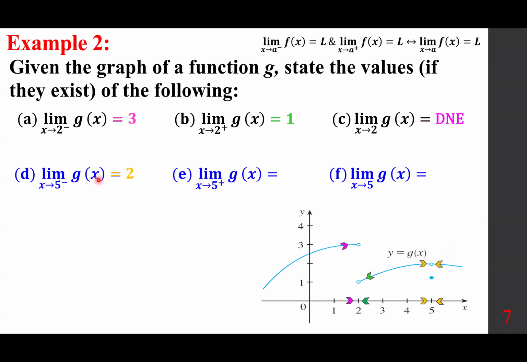So the limit of g of x as x approaches 5 from the left is 2, and the limit of g of x as x approaches 5 from the right is 2. Because the two are identical, the limit of g of x as x approaches 5 does exist, and it equals 2.